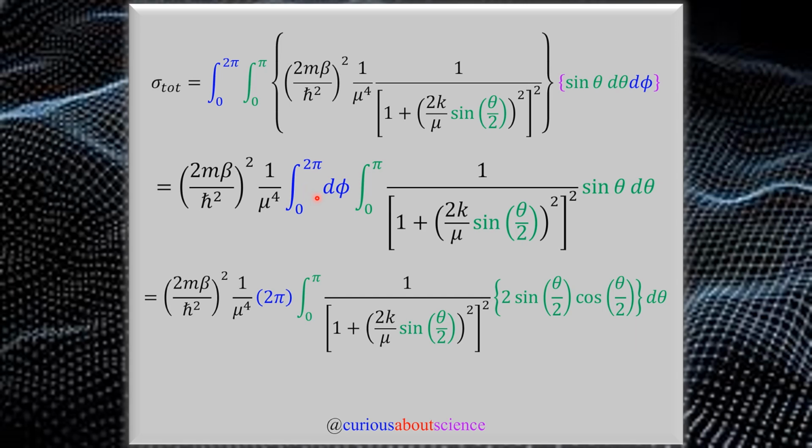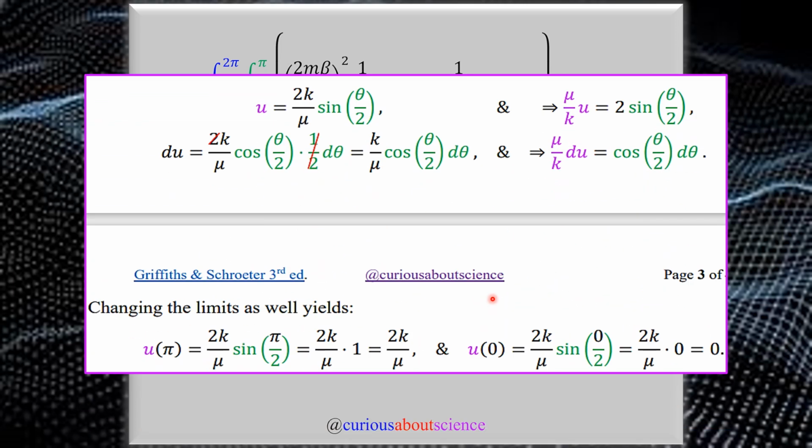Now phi, we don't have any dependence, so upper limit minus lower limit leaves us with 2 pi. Easy enough. And once we get done with both of these, we see that with a substitution we will be set up for success. So here's the substitution from the PDF. If we let u equal the argument squared in the denominator, so 2k over mu sine theta over 2, and we find its derivative, we get k mu cosine theta over 2, easy enough. We solve this for what we have inside, which is 2 sine theta over 2. Then we solve this for du for the cosine, so we're good to go.